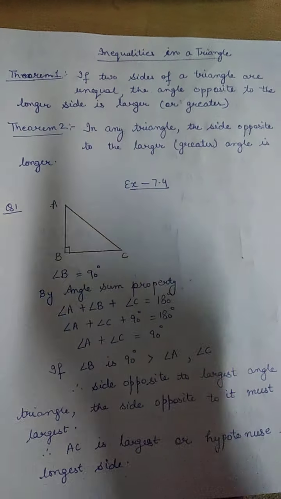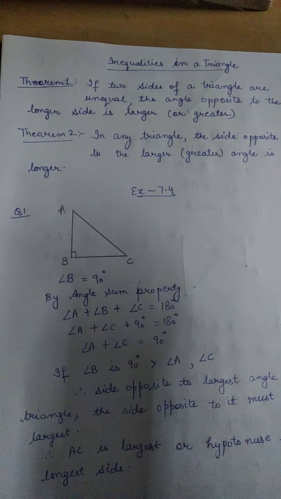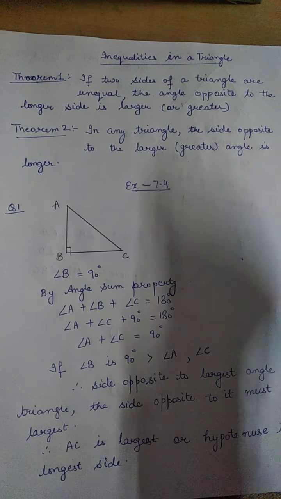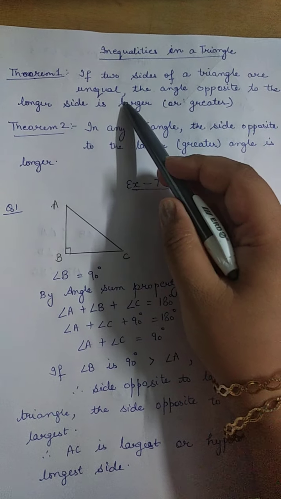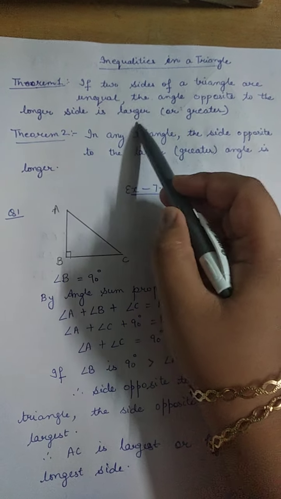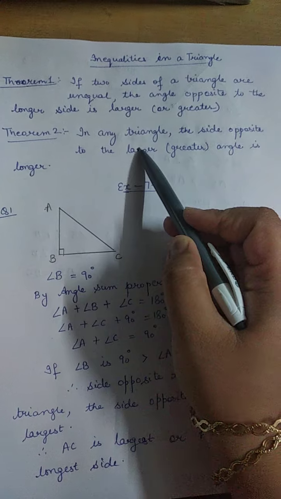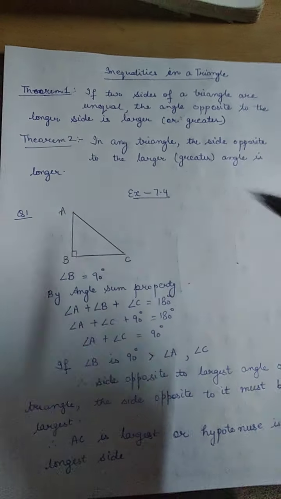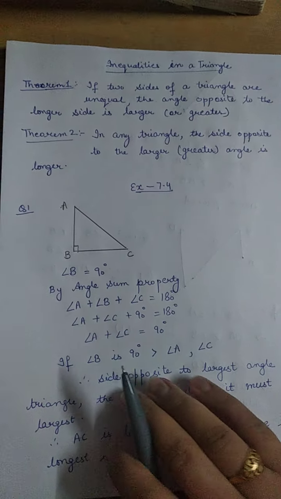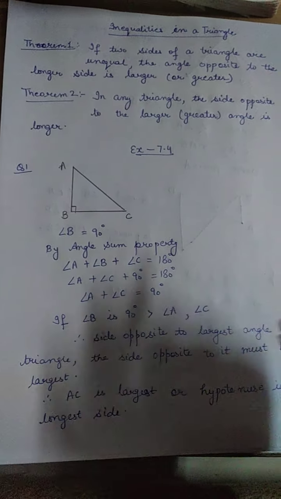So what does that mean? If two or three sides of a triangle are unequal, then what happens to the angles? So we will discuss that. If two sides of the triangle are unequal, the angle opposite to the longer side is the longer. And if in any triangle the side is opposite to the longer angle, it's longer. So these two theorems we are going to use. Let's see how we are going to use them.